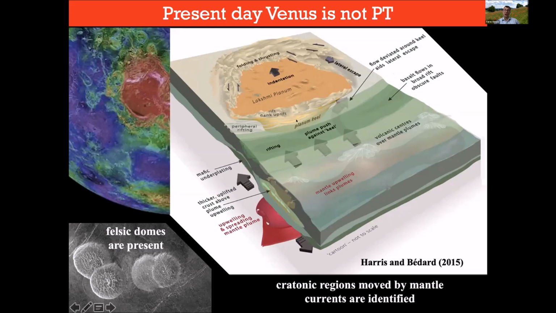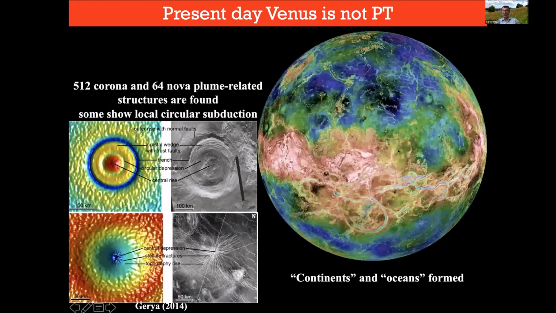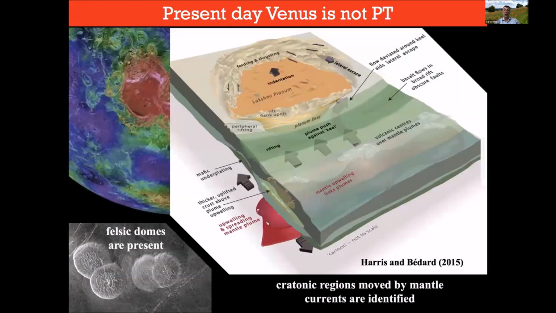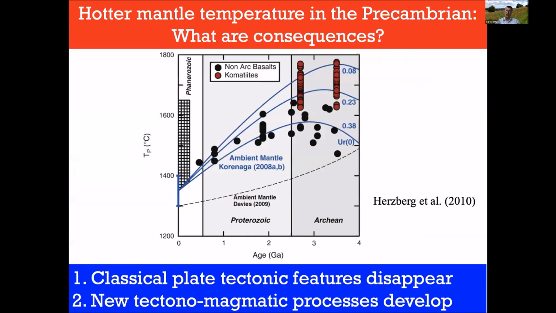Here it was suggested that continental-like domains are moved by mantle currents, but there is no global network of rigid plates separated by weak boundaries, and subduction is only operating locally. So to me, this is not plate tectonics, this is a completely different style. This is why I would like to be very restrictive in my definition.